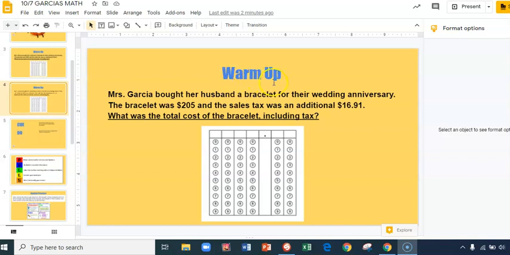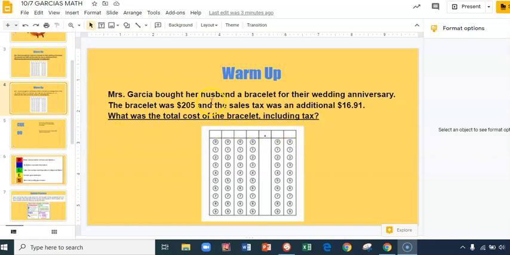All right, let's look at our warm-up. Mrs. Garcia bought her husband a bracelet for their wedding anniversary. The bracelet was $205 and the sales tax was an additional $16.91. What was the total cost of the bracelet including tax? I went ahead and underlined the question for you.